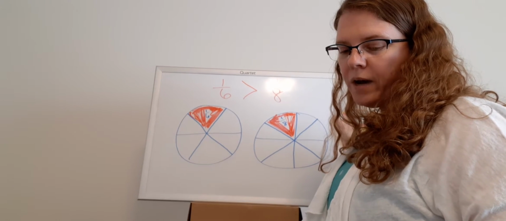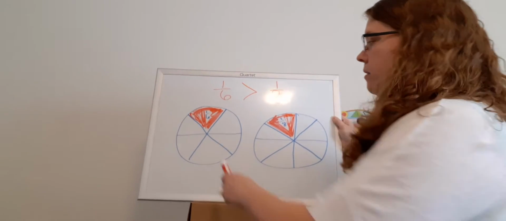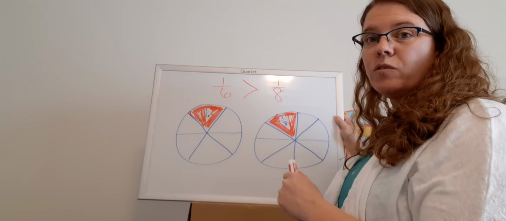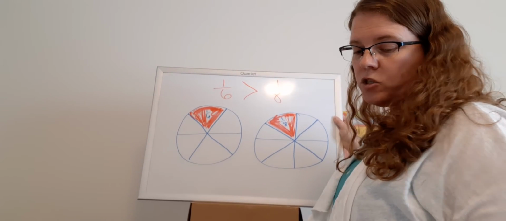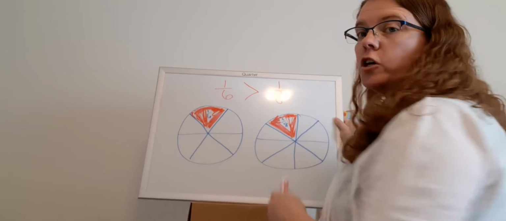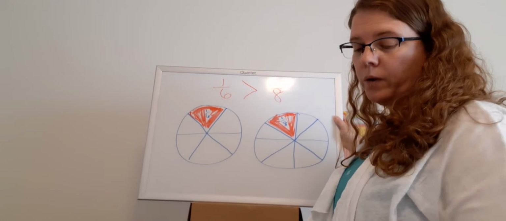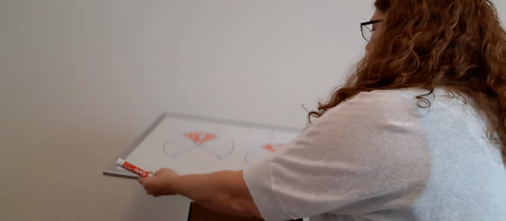Number 2, which pie has fewer pieces? Pie A has fewer pieces. It only has 6. Okay, the fewer pieces a whole is divided into, the larger the pieces are. Okay, so the larger the pieces are.